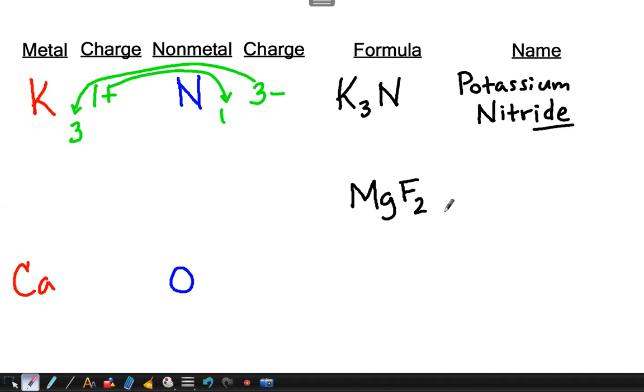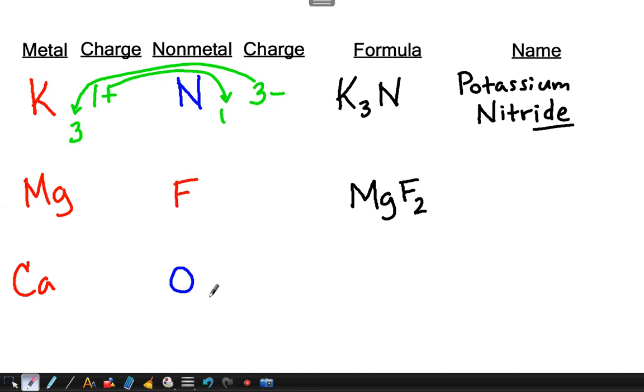The next problem here is going to give you the formula, and your job then is to fill in the other boxes accordingly. I got Mg and F, formula MgF2. Well, the metal always comes first, so I'm going to go ahead and keep it the same color because that's the color coding that yours will have on it. So Mg is going to be my metal. The second element is always going to be my nonmetal. So my symbol for that is F.